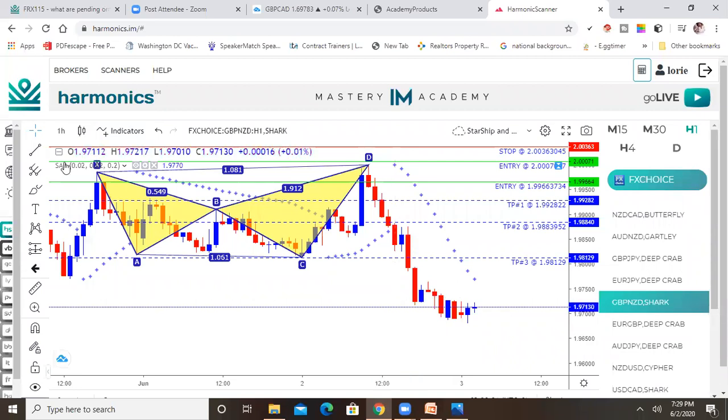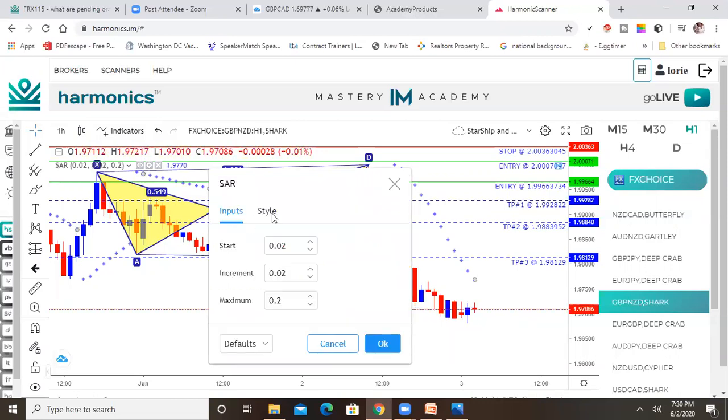And if you see it over here, it says SAR. If I wanted to hide it, I can hide it. If I want to bring it back, I can bring it back. You do not need to mess with the settings. It is already set. If you wanted to change the color from blue to whatever, that's cool, but leave every setting that you see here the same.